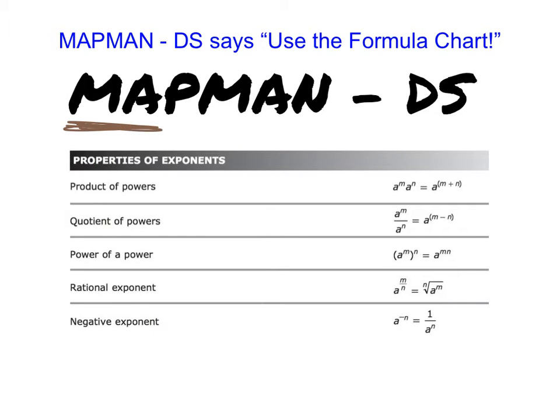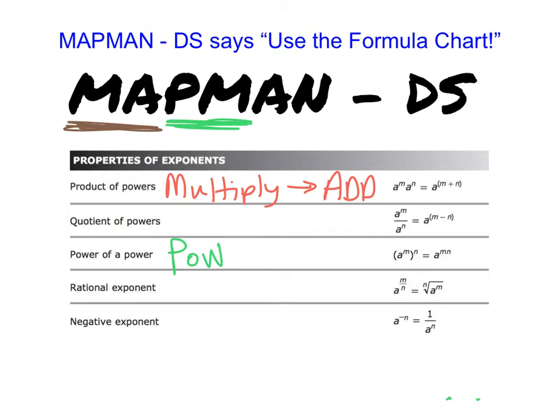So the MA in Map Man says that if you are multiplying like bases, that's the M, if you're multiplying, then you're going to add the exponents. So when we multiply, we're going to add. And what the PM is standing for is saying that if you are taking a power and you're raising it to an additional power, so a power to power, you're going to multiply your exponents.